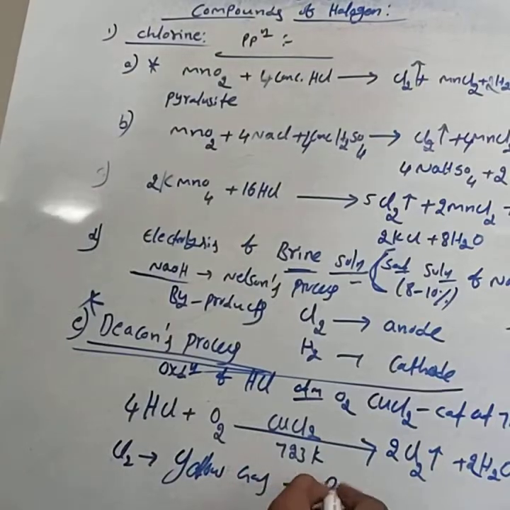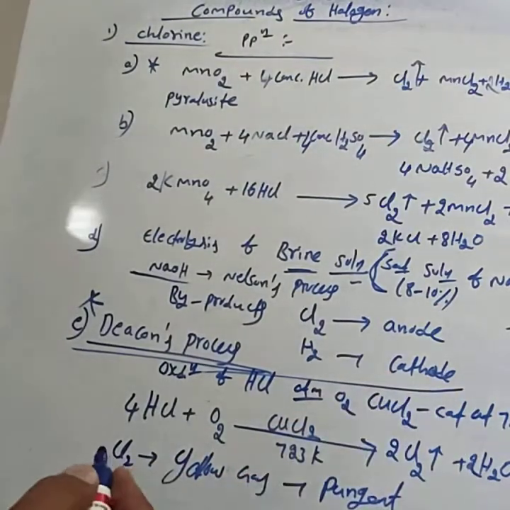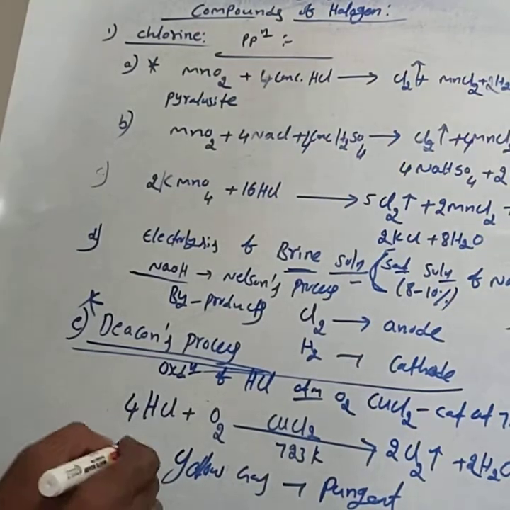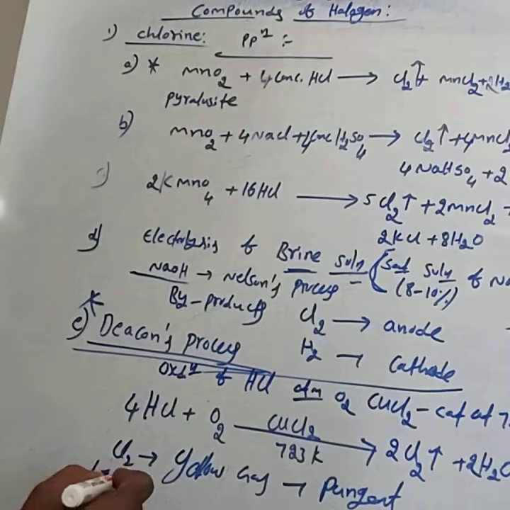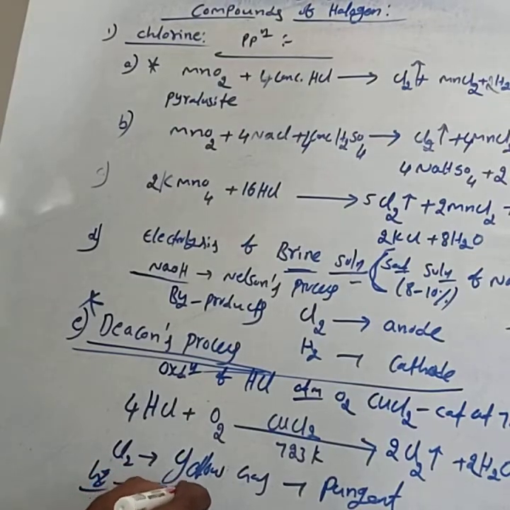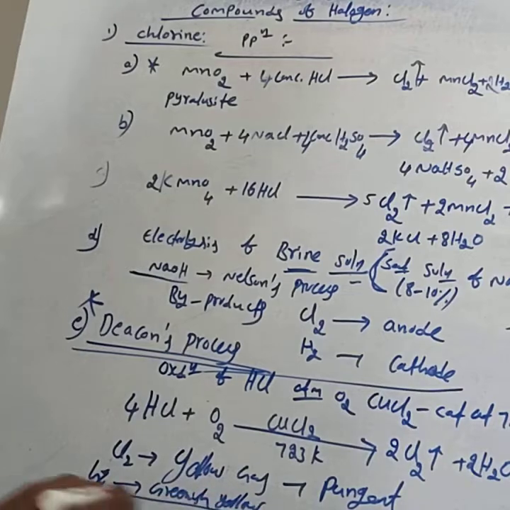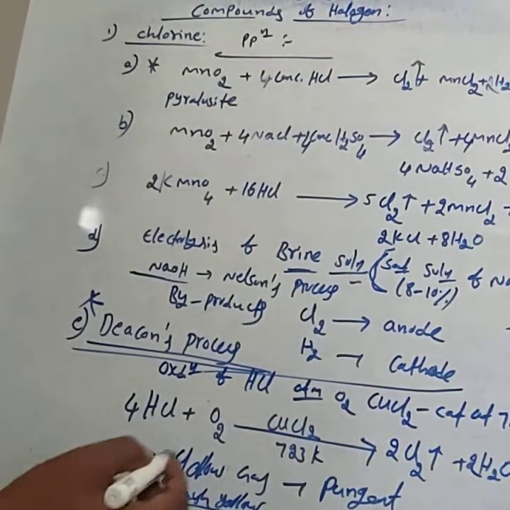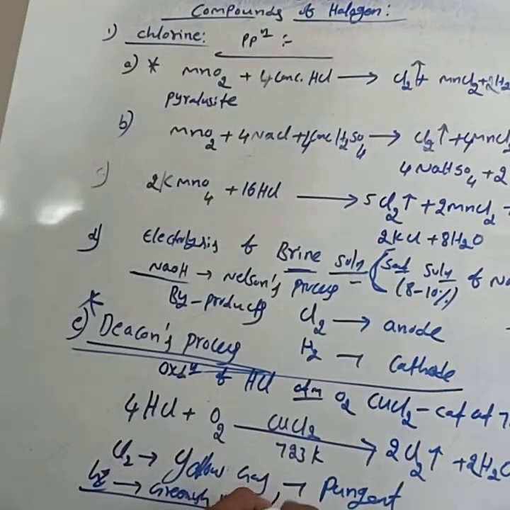With pungent odor, then it can be liquefied into greenish yellow. If you collect it under water, that turns into a greenish yellow liquid. It is soluble in water.